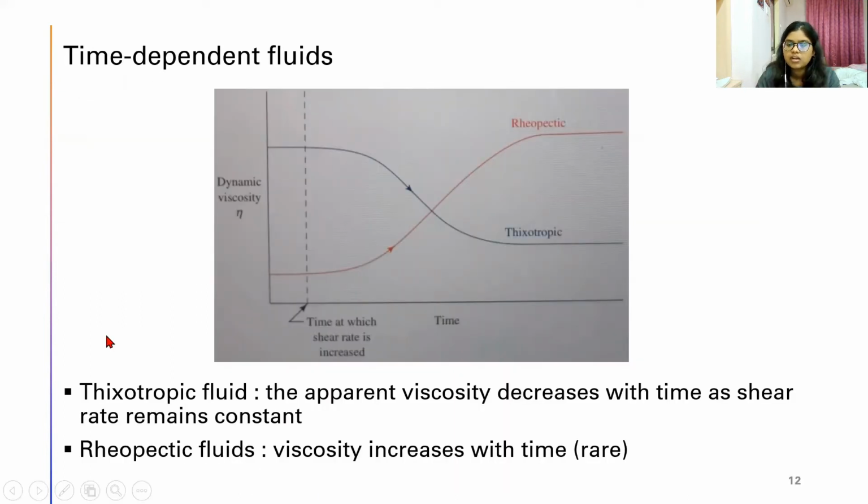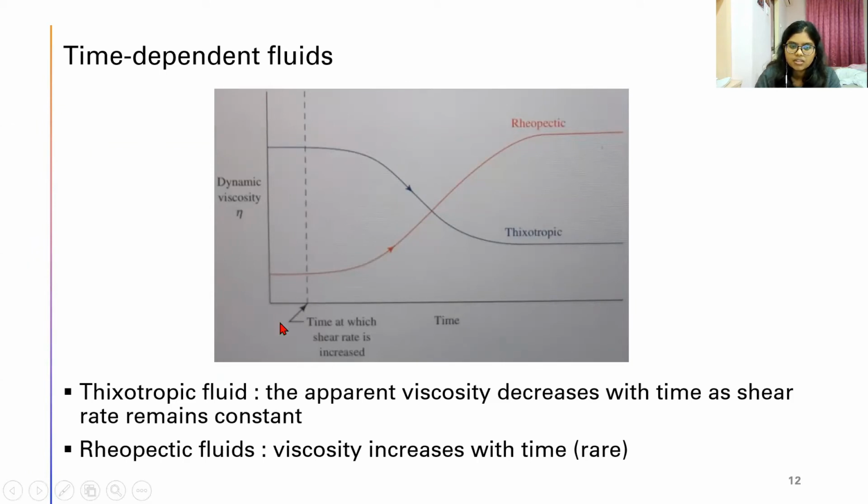Time-dependent fluids are difficult to analyze because apparent viscosity varies with temperature, time, and also velocity gradient. So that is why it is very difficult to analyze this. I've provided two examples of time-dependent fluids here. The first one is thixotropic fluid. But before that, let's take a look at this graph.